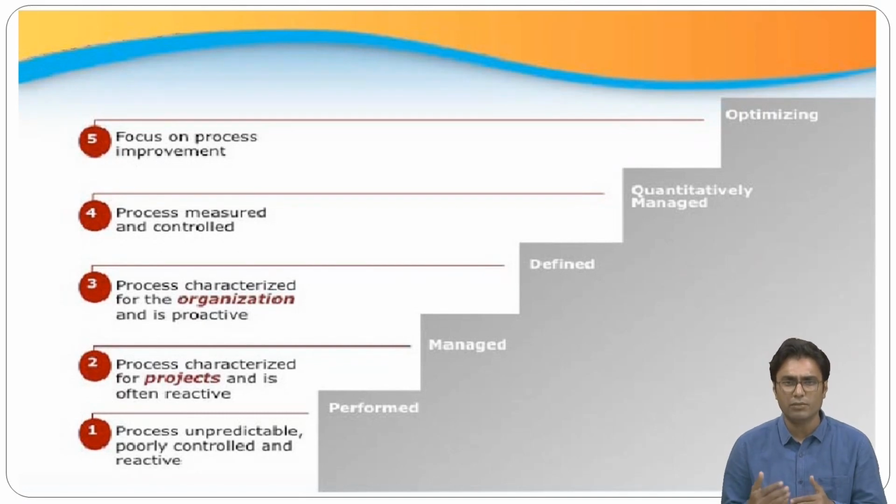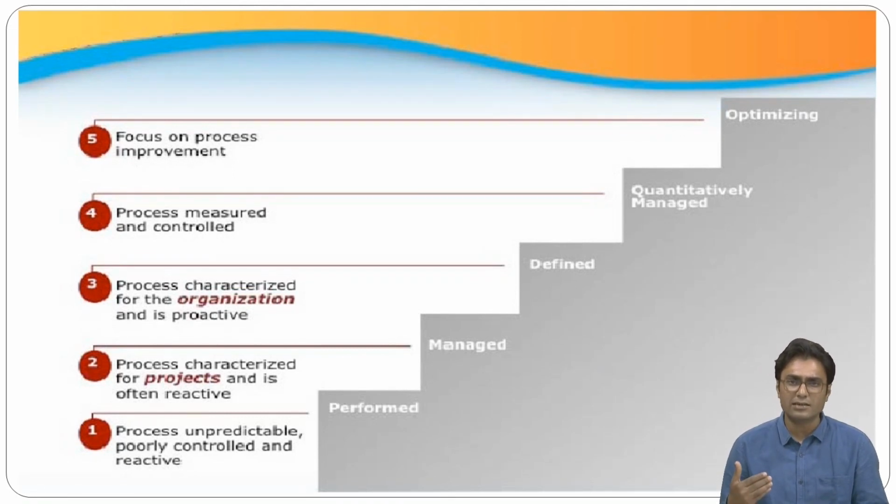At maturity level 4, which is quantitatively managed, sub processes are selected that significantly contribute to overall process performance.